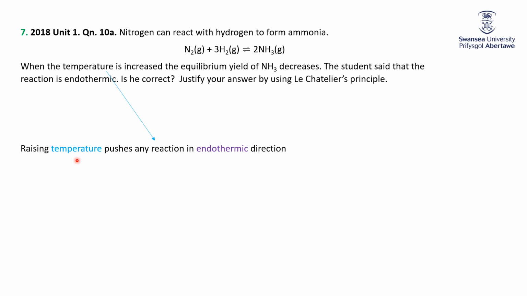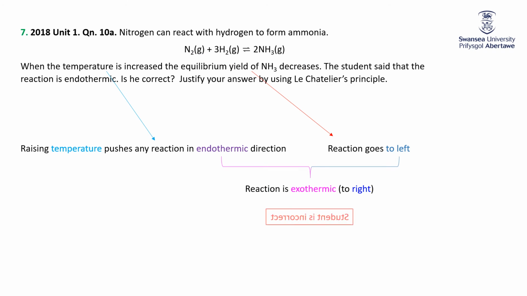Okay. When you raise temperature, you push any reaction in the endothermic direction. Now, because here the equilibrium yield of NH3 decreases, that means the reaction is going to the left. So raise the temperature, reaction goes to the left. Raise the temperature, reaction goes to the endothermic direction. Thus, both of these are saying the endothermic direction is to the left, which means the exothermic is to the right. In other words, the student is wrong.